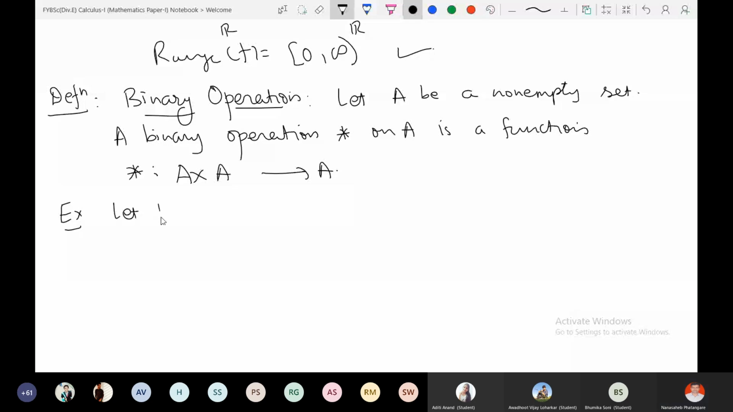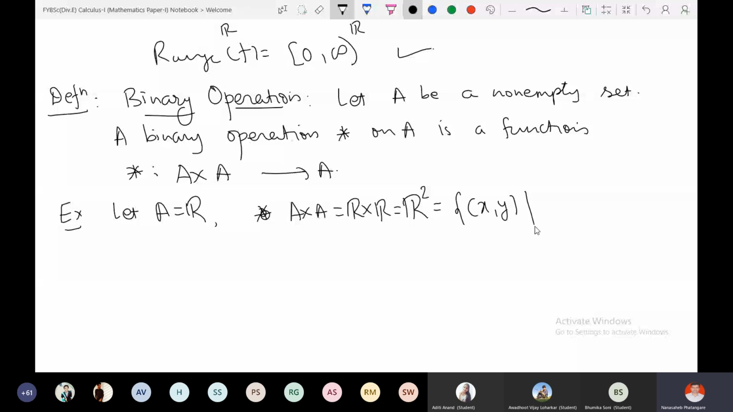Let A be the set of real numbers, and I will define a star operation. Now what is A cross A? A cross A is R cross R, which we denote by R squared. And what is R squared? The plane. All of you know the meaning of R cross R by the Cartesian product: x and y are from the real numbers. Is it clear?